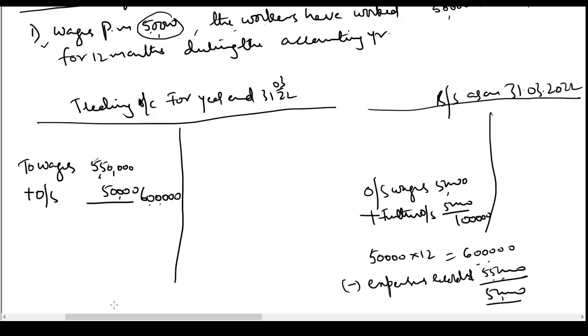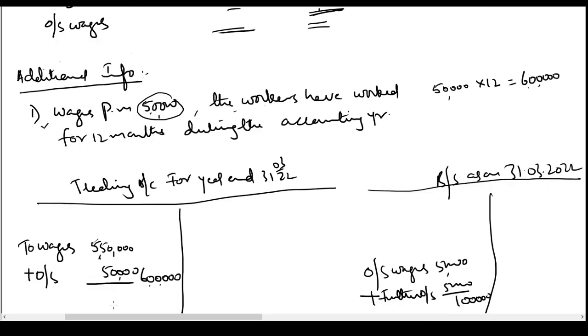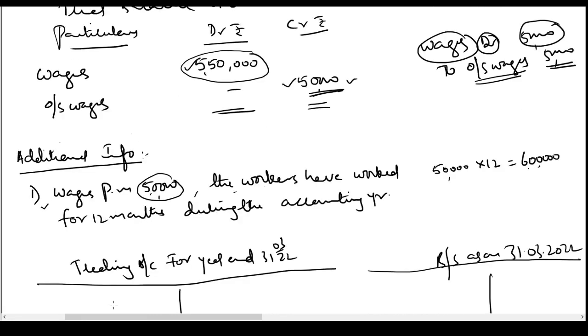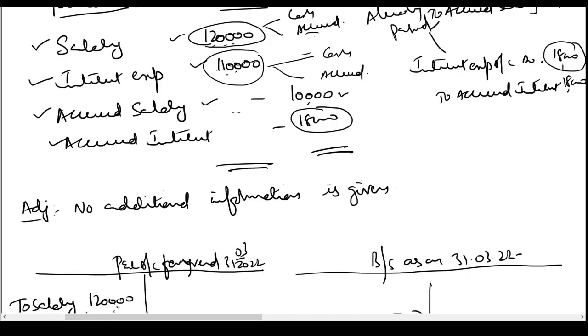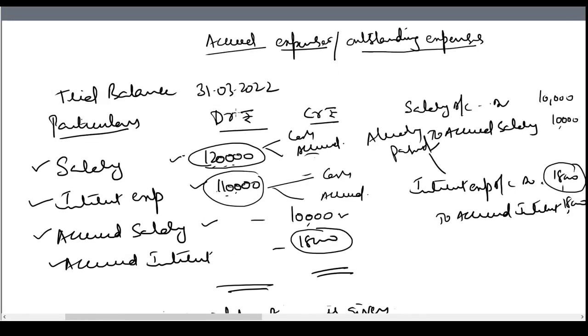So what I did was, this was shown only in the balance sheet liability side and not added to expense because already included. But the outstanding expense which was given outside the trial balance, this was added to expense and also added to liability because the entry was not passed. So this is how we deal with accrued and outstanding expenses when they are given inside and outside the trial balances.